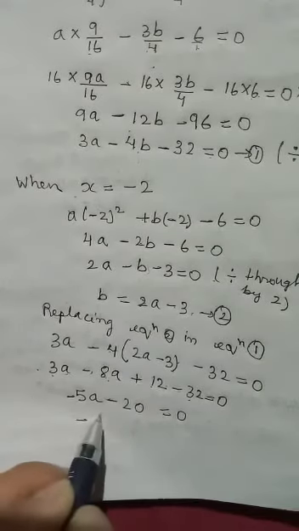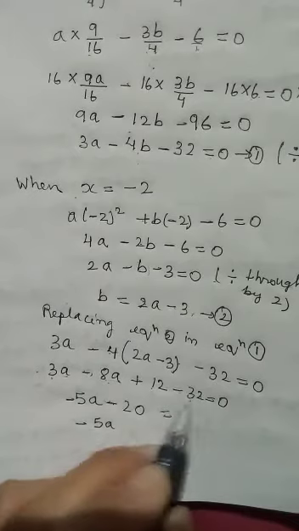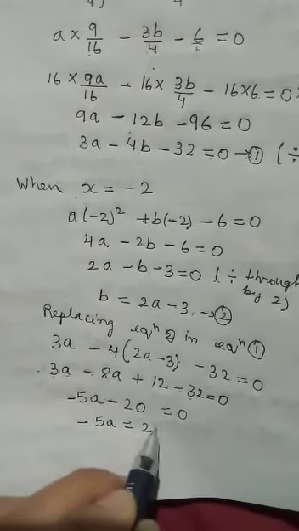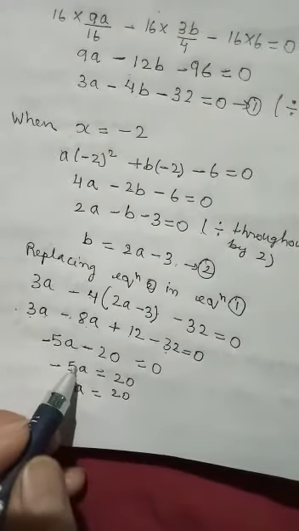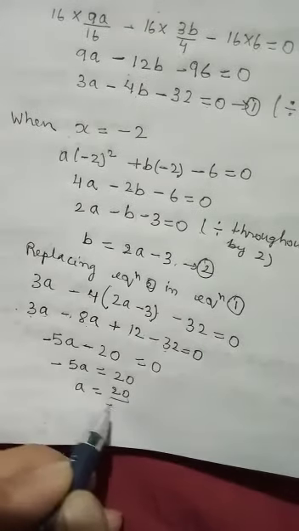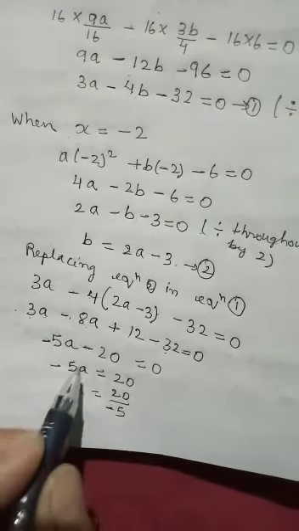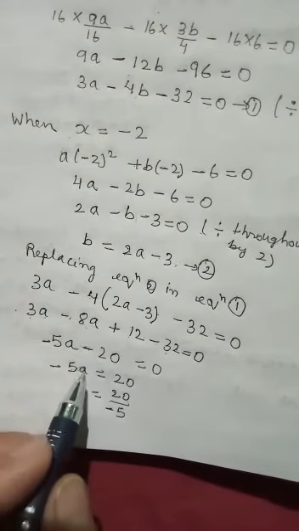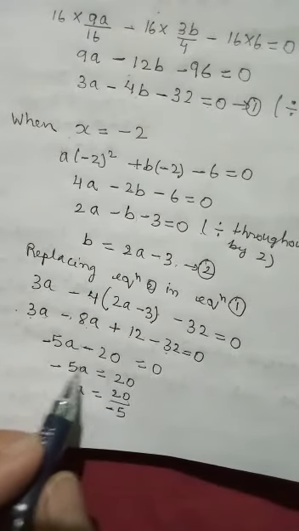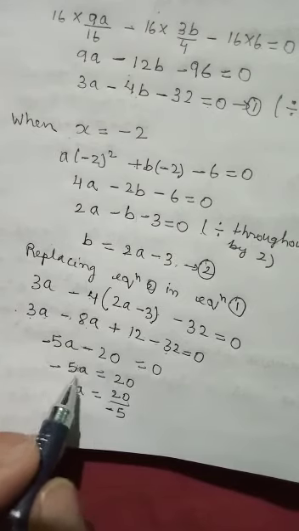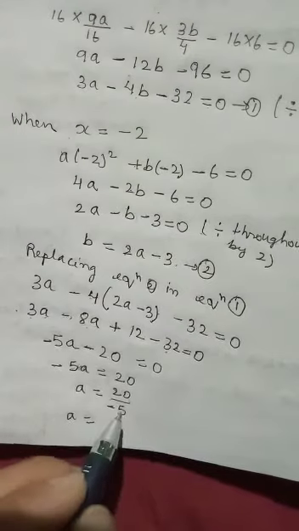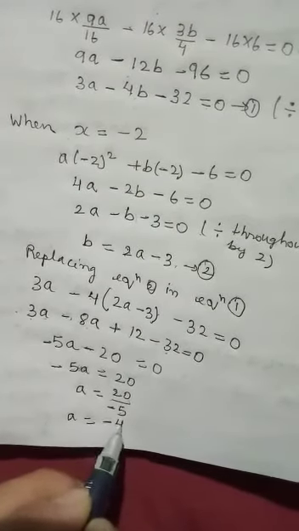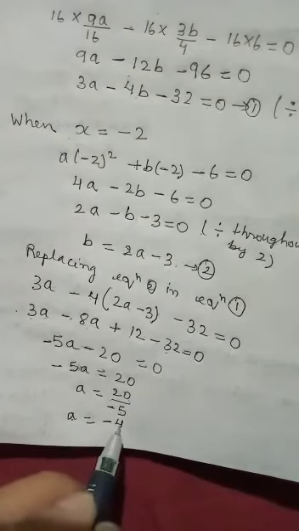Remember, our aim is to get a. This is minus. Take that side, become plus. So we want a, it'll become 20. Between 5 and a, here there is a multiply. So if I take it this side, it'll become divide. Okay, we have to check not in front of 5, but we have to check between 5 and a, because we are separating this. So multiply, when we take this side, it'll become divide. Okay, so 20 divided by 5, we will get 4. So now we get the value of a is equal to minus 4.